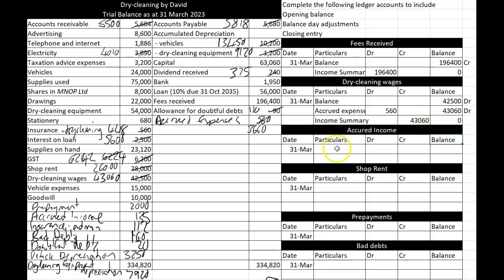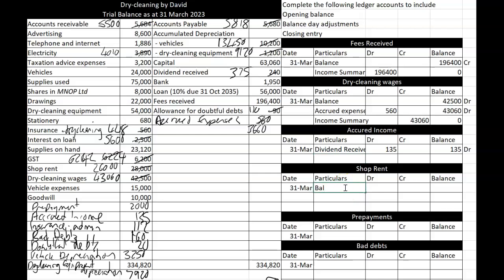Accrued income. Let's have a look. We've just got one figure there, 135, and that was for dividends owing. It's 135 in the debit. It had no opening balance because we added it as a new account here. Nice and easy.